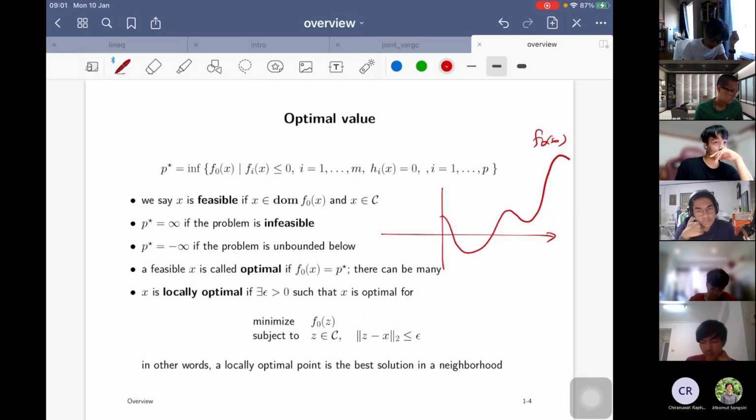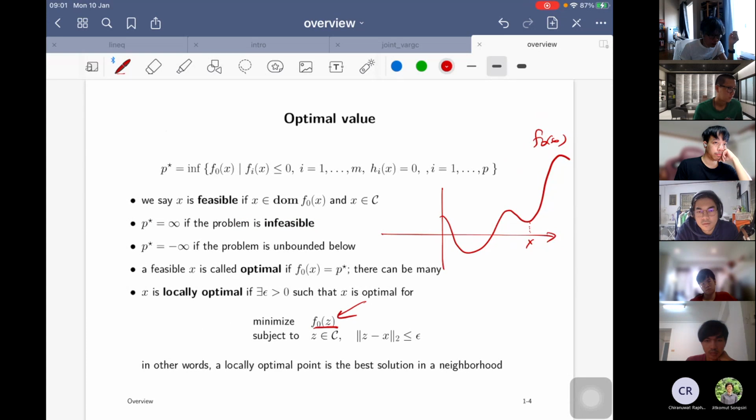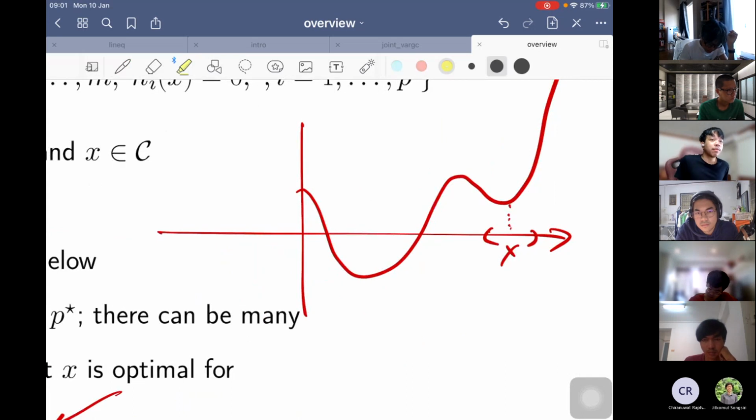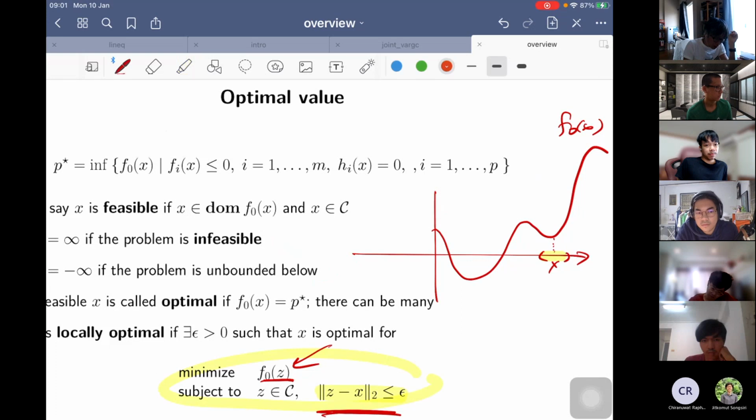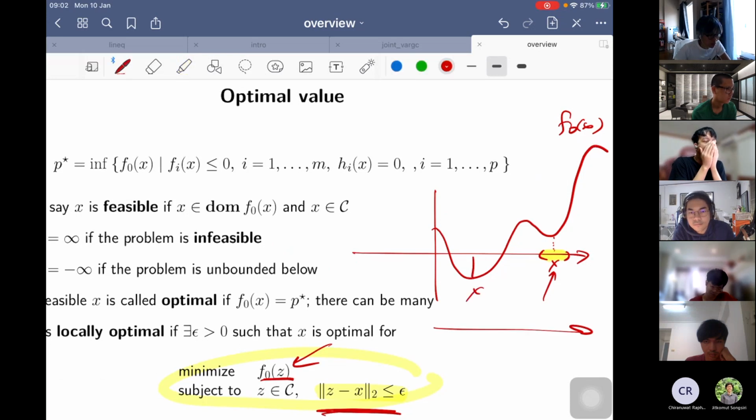This is your f0(x). This x is called locally optimal because if you solve the same problem with the same objective, but now with this additional constraint, you don't look at the entire plane. You look for all those z that lie close to x, in this yellow area. If you solve this problem and it returns the vector x as an optimal point, then this x is called locally optimal. There can be many locally optimal points. This x is also locally optimal.